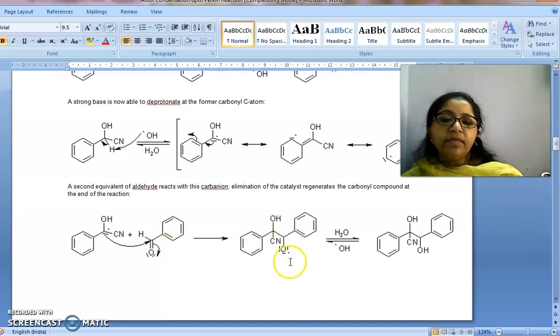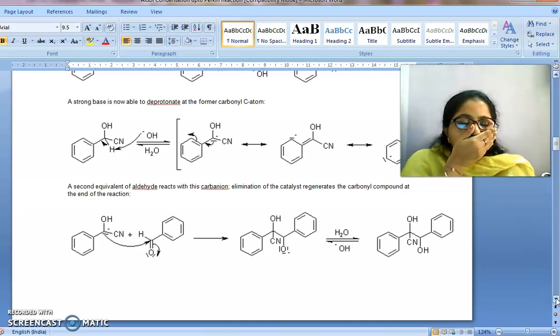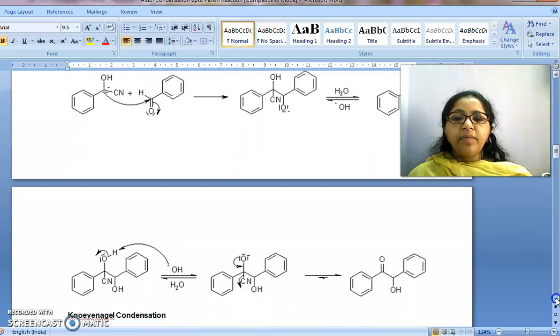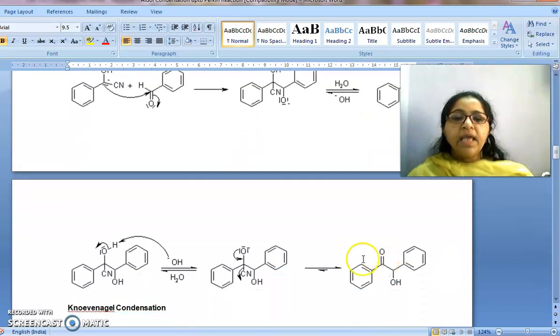Okay, so finally what we are getting is an O minus, and this will take a proton from the water and give us the product. And this is not the final product. From here another step will happen, and this cyanide will leave. How does this happen? This base will abstract the proton. This will lead to the formation of a carbon-carbon double bond, leaving this CN as CN minus. So finally what we get is alpha hydroxy.